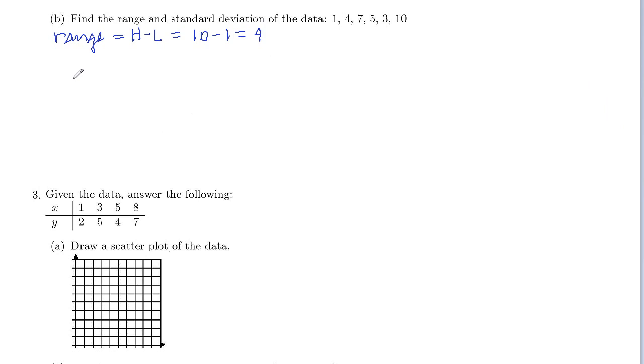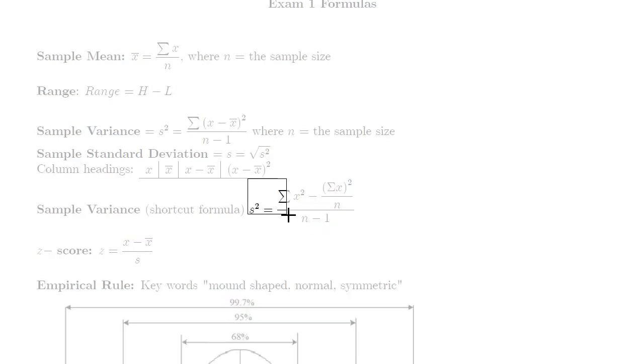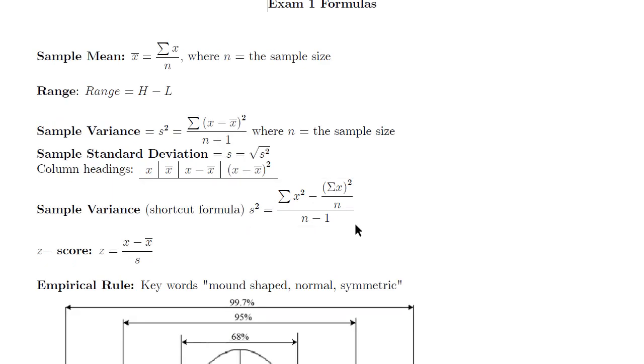And then for our standard deviation, I am going to use the shortcut formula here. So I'm going to make a table of x and x squared. And remember what our shortcut formula is. Here's our exam 1 formula sheet, and we're doing sample variance, which is this formula here. So let me grab that and bring it back over. That's the shortcut formula.